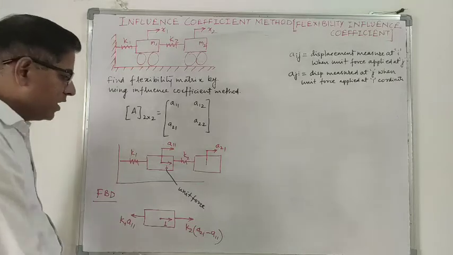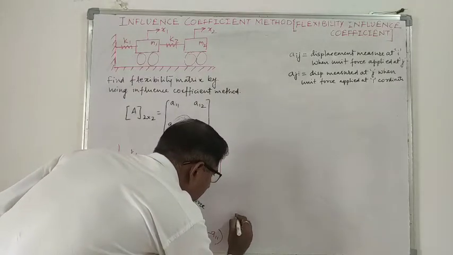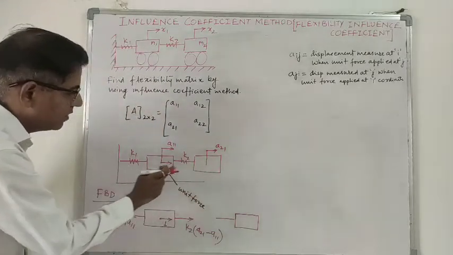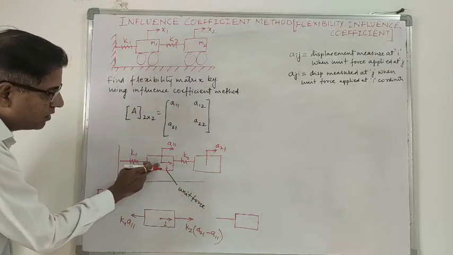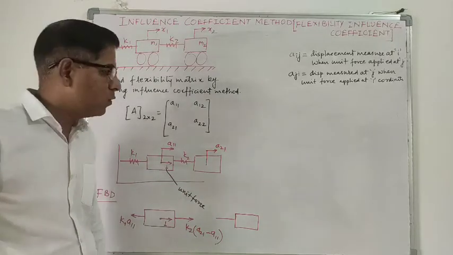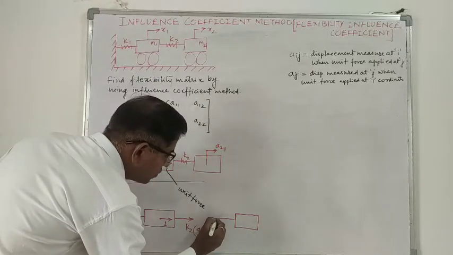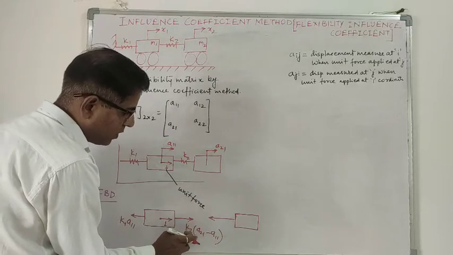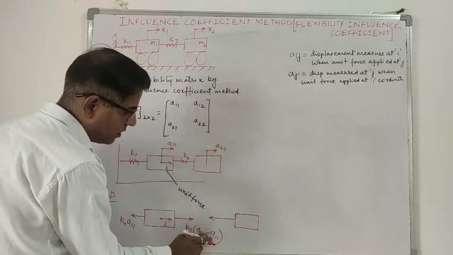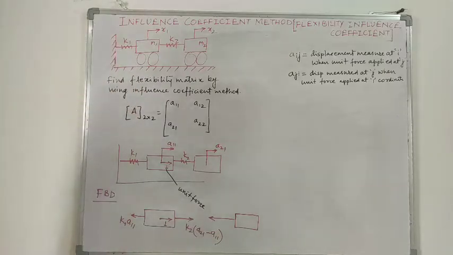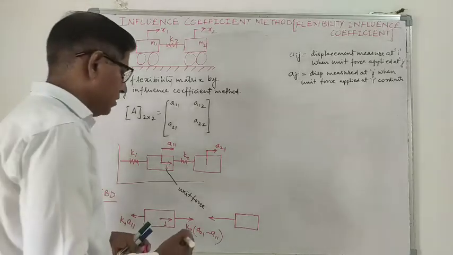Okay. Similarly, the second member, so here no external force is applied as in case of member 1. So in member 1 a unit force is applied, but in member 2 there is no external loading. So the only force which is acting is in this direction, so that is given by A21 minus A11. So the value is same, only the directions are opposite.